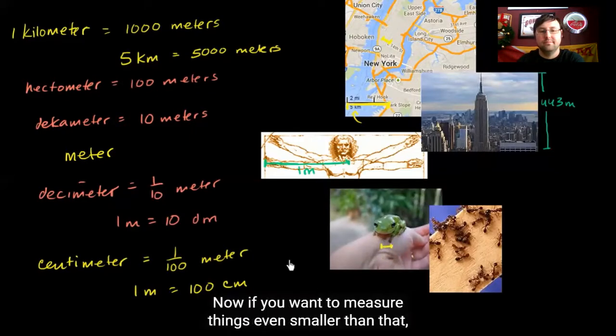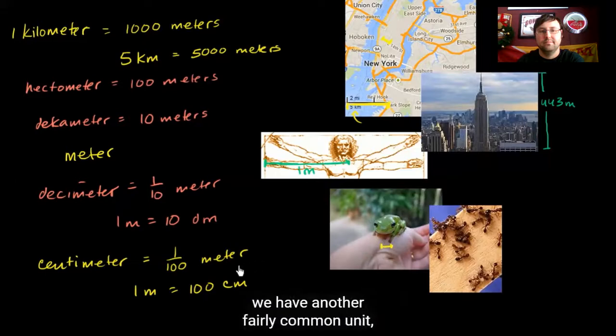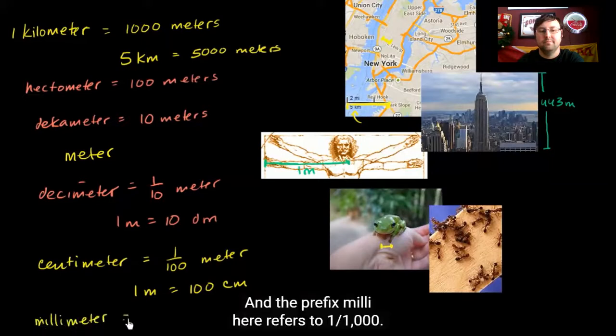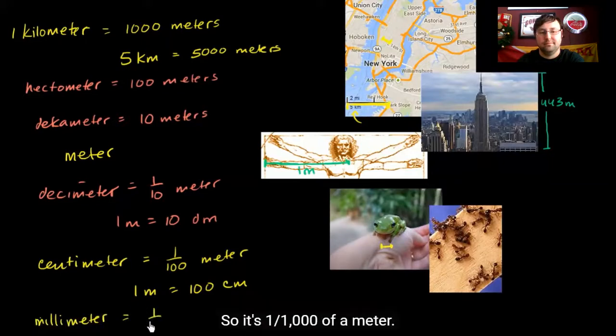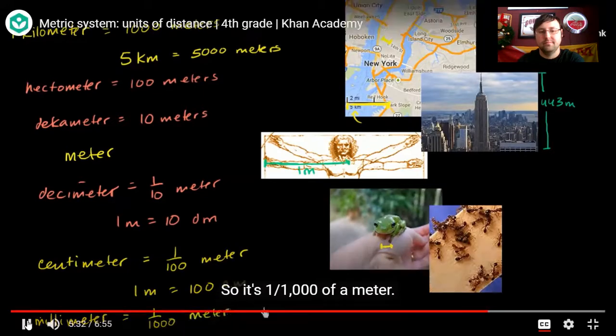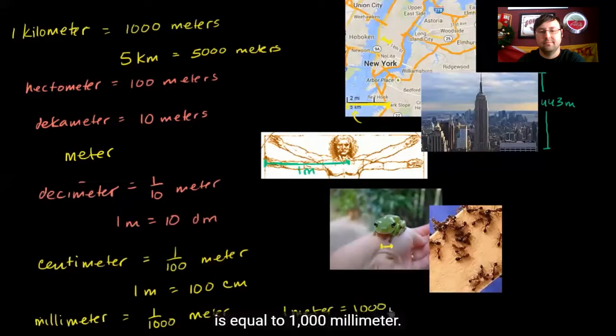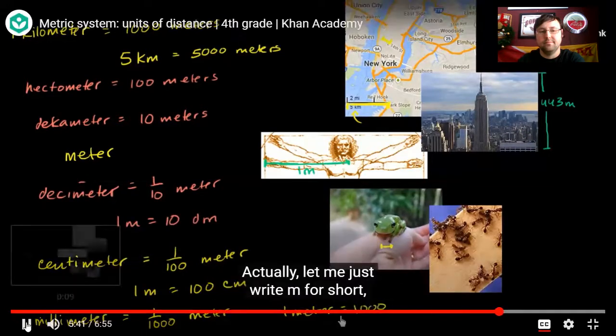Now, if you want to measure things even smaller than that, we have another fairly common unit, and that is the millimeter. And the prefix milli here refers to 1,000th. So it's 1,000th of a meter. Or another way of thinking about it is 1 meter is equal to 1,000 millimeters.